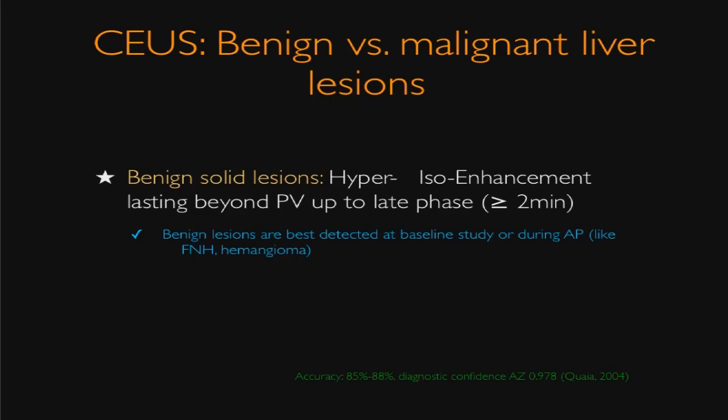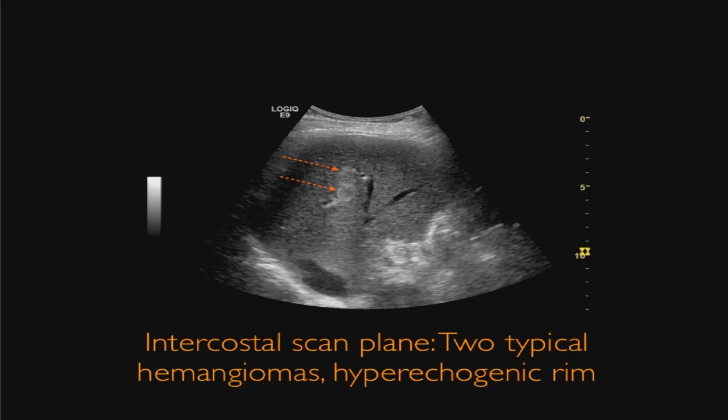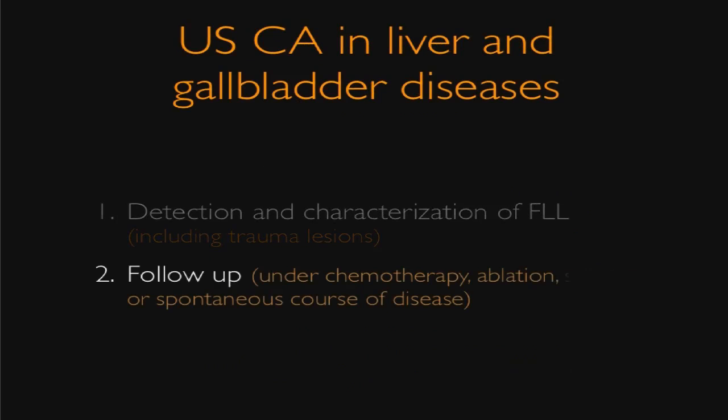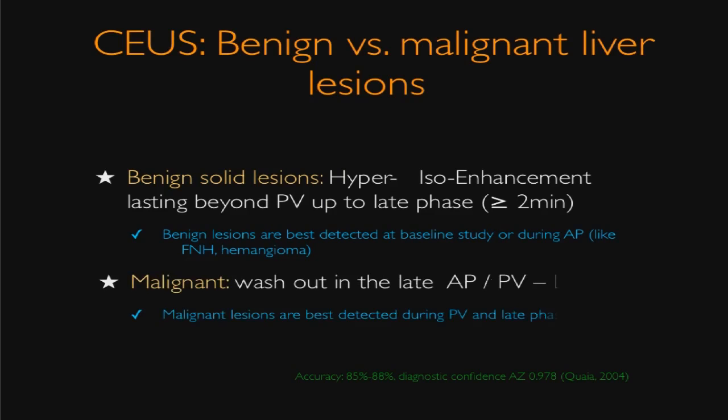And that is true for FNHs and hemangiomas, which are the most frequent benign lesions. And the malignant lesions wash out during the late arterial phase or early portal venous phase. So the malignant lesions are best detected during the portal venous and the late phase. And maybe we should also talk about that, it is a very reliable sign. So we have an accuracy of 85 to 88% and a diagnostic confidence of 0.988. This is from a study by Quaia, an Italian radiologist, who did this work in 2004.